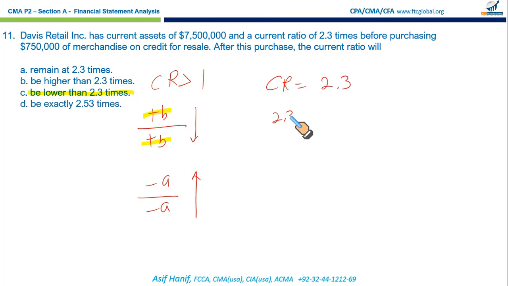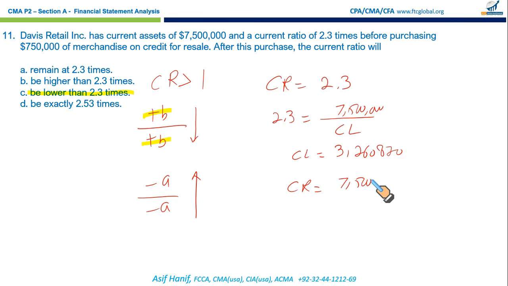Let's do that. 2.3 is equal to current assets, which is 7.5 million, over current liabilities. Solving this will give you current liabilities of 3,260,870. Now we have the exact numbers. Our current ratio is made up of 7.5 million of current assets and 3.260870 million of current liabilities. Now let's apply the numbers.